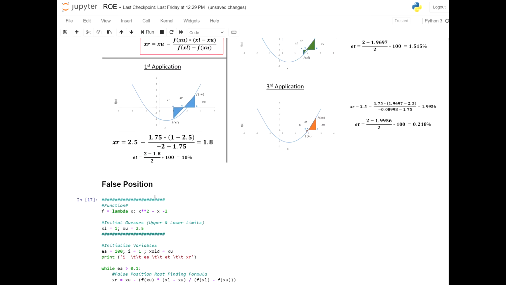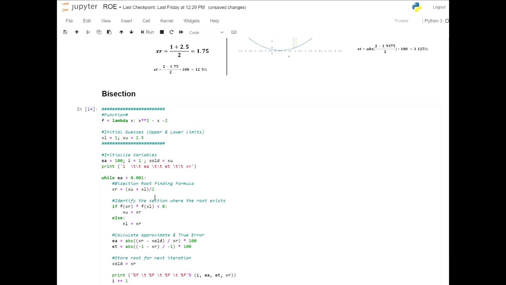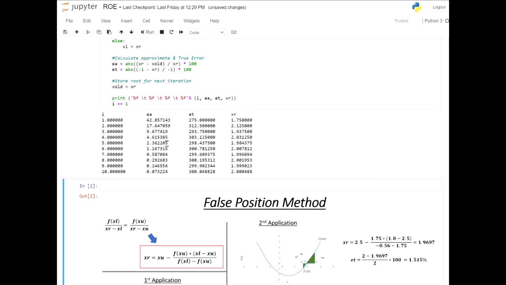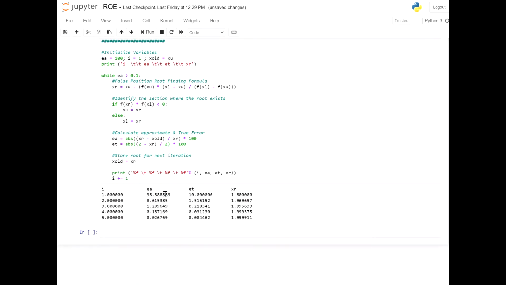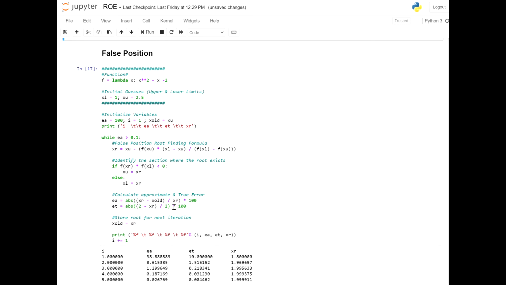So let's go back to the bisection because I want you to see the differences in both. Let's do an error of 0.1 and see how many iterations. If you remember, it took 10 different iterations and we got to an error of 0.073 at 2.0000488. So 10 applications and 0.073. If you look here, we have 5 applications and we're actually lower than that, 0.027. So you can see the effectiveness of the false position: half the number of applications, and we even got a better error estimation here.